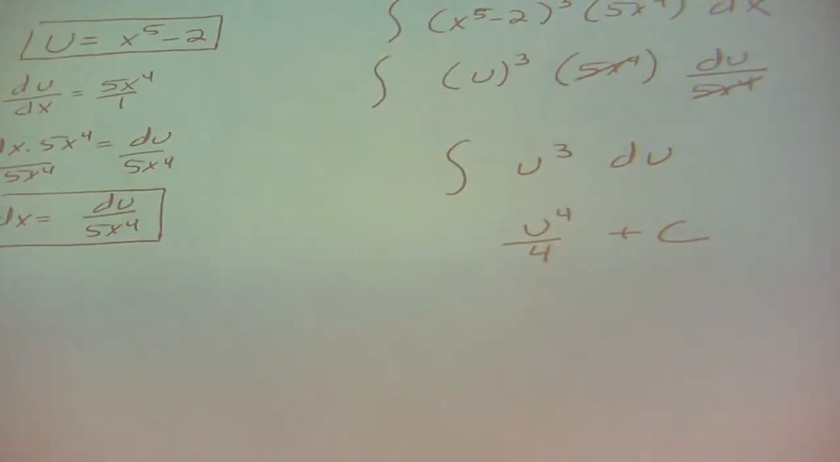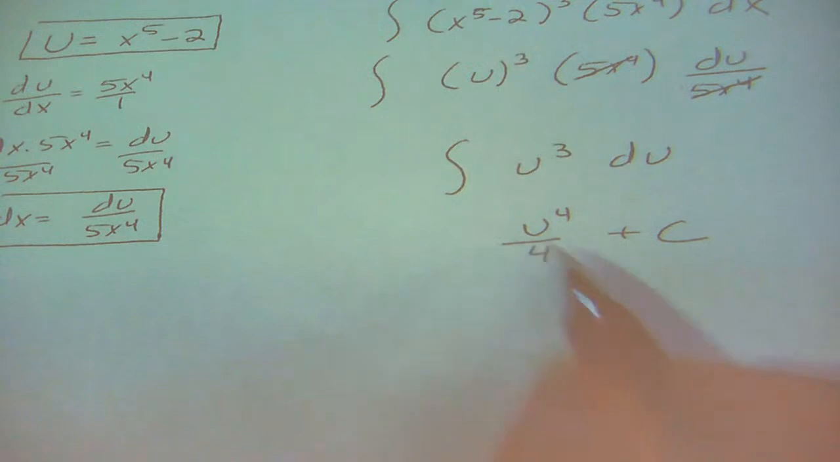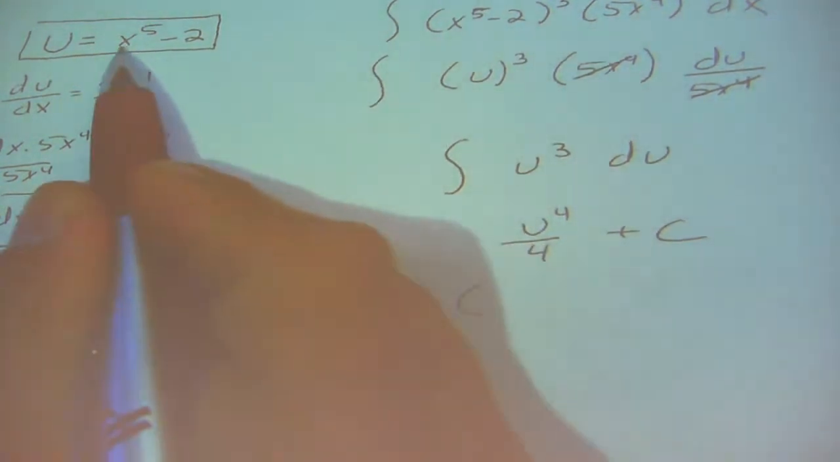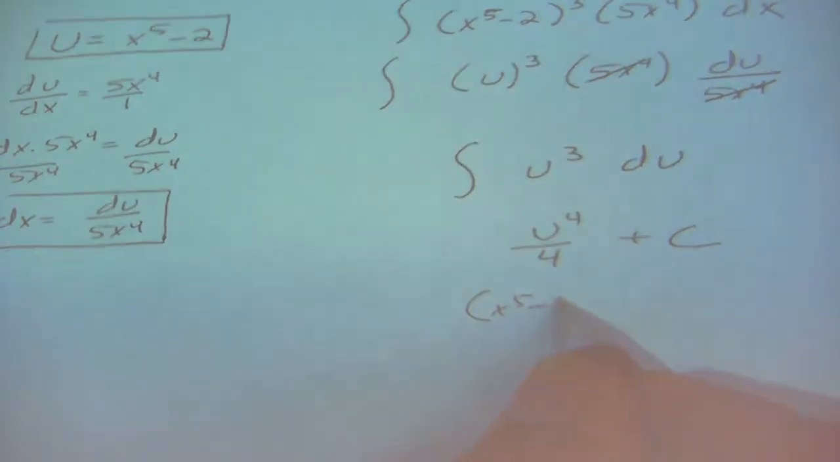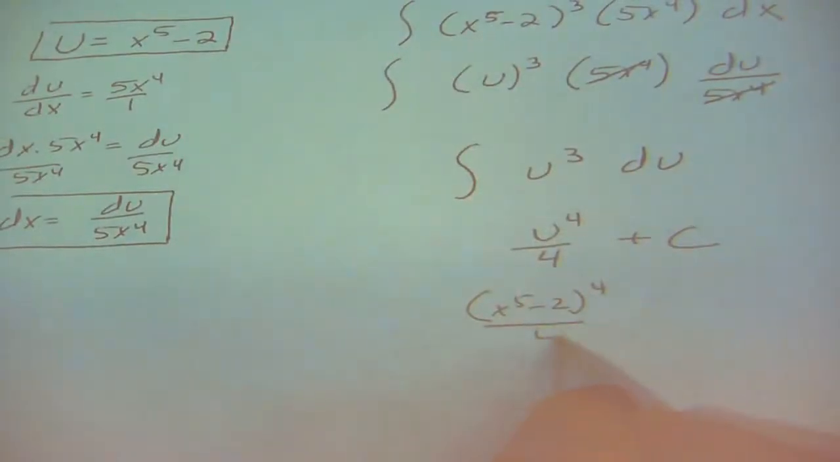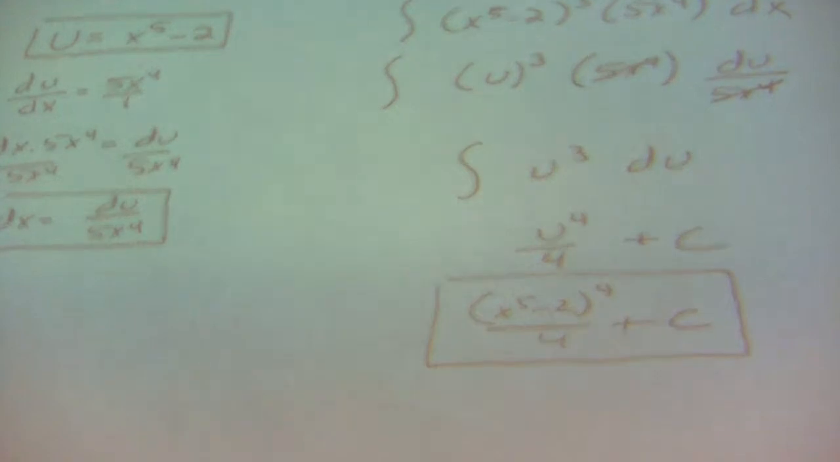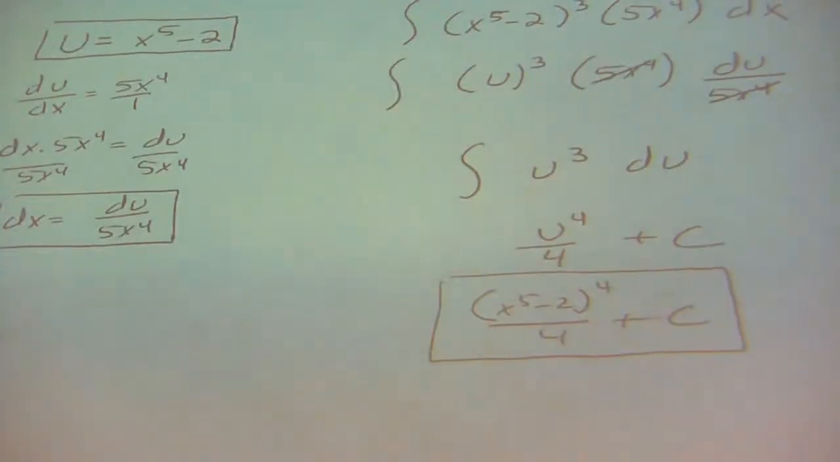And does that seem like a final answer? Is my final answer going to be in u or x? X. So my very last step is, where there's a u, what am I going to put instead? X to the 5th minus 2, to the 4th, over 4, plus c. That is u substitution. And this is the first time you've seen it.